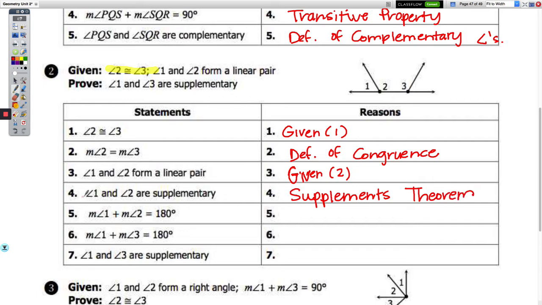Now, if we know that angle 1 and angle 2 are supplementary because the measure of angle 1 plus the measure of angle 2 equals 180 degrees, that is the definition of supplementary angles.